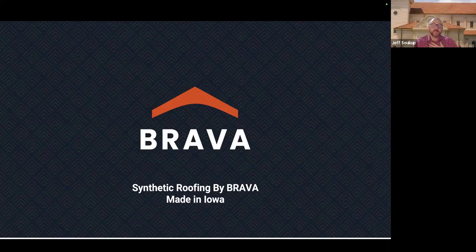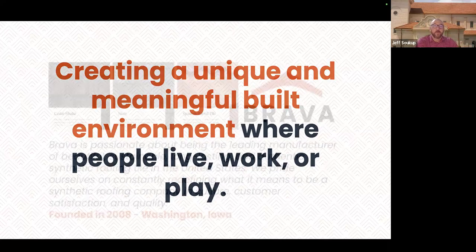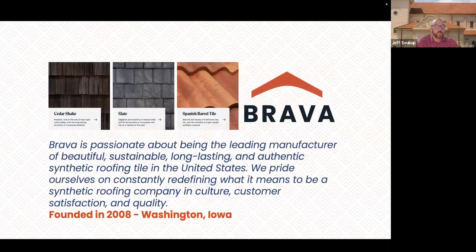Brava manufactures synthetic roofing made right in Iowa. So we have a great US manufactured, US sourced material. We like to say that we're creating a unique and meaningful built environment where people live, work, or play. We make 3 profiles: your cedar shake, slate, and Spanish barrel tile.